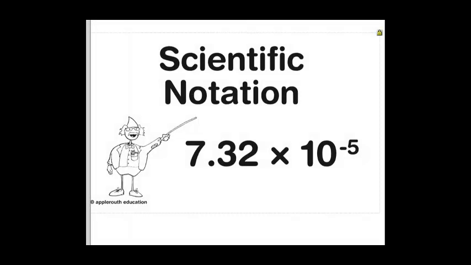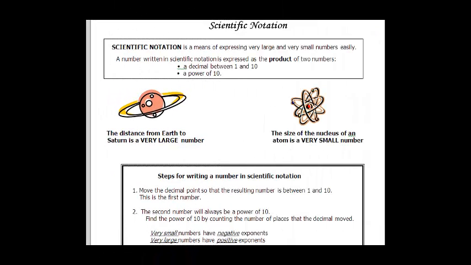This video is going to take a look at reviewing scientific notation. That will include putting numbers in scientific notation and converting them out of scientific notation, comparing and ordering numbers in scientific notation, and multiplying, dividing, adding, subtracting numbers in scientific notation. To get started, let's just take a look at the definition.